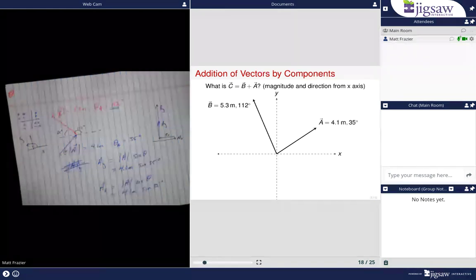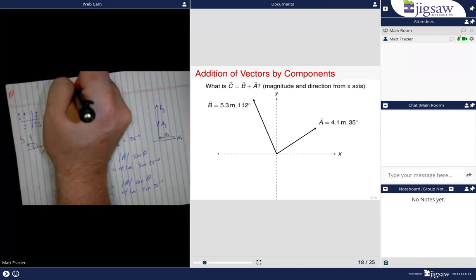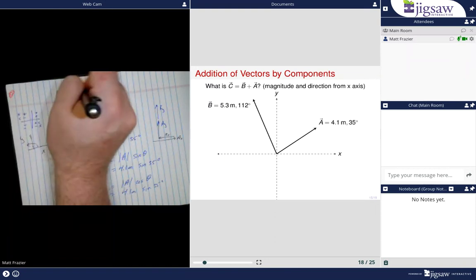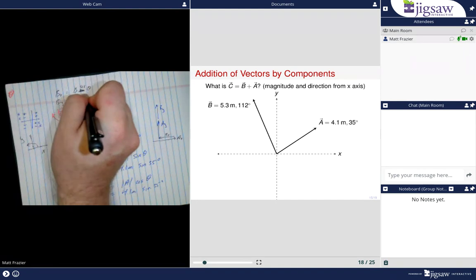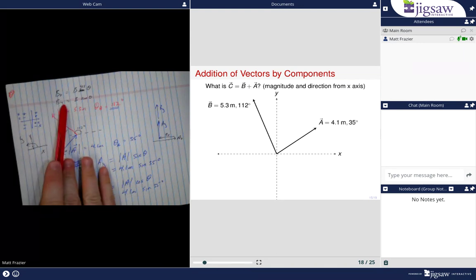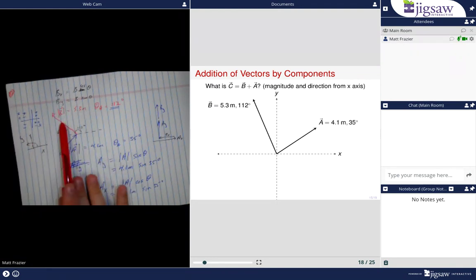And we do the same thing for B. B sub x is B cosine theta, and B sub y is B sine theta. And we do the same sorts of things. And we'll note that when we do this, B sub y will be positive because the vector is going upwards. B sub x will be negative because the vector is going leftwards, going in the negative x direction.